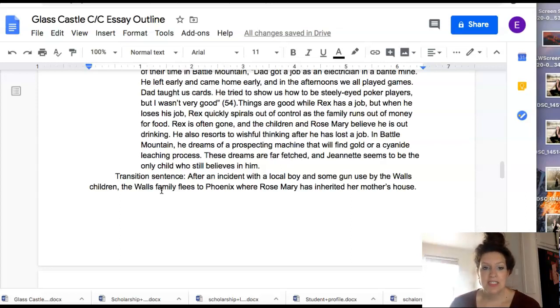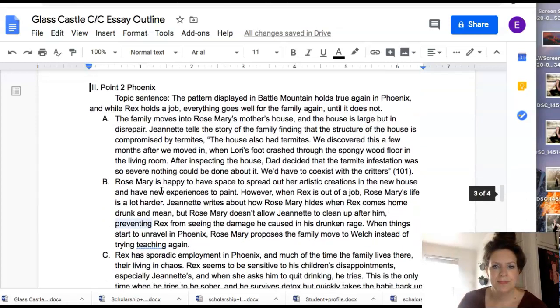So my transition sentence is, after the incident with a local boy and some gun used by the Wallace children, the Wallace family flees to Phoenix, where Rosemary has inherited her mother's house, right? So they finish up at Battle Mountain and they move to Phoenix, which is my next location.